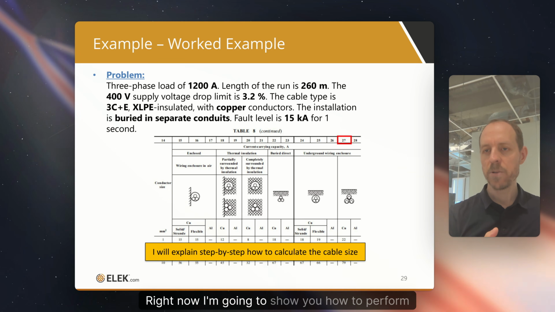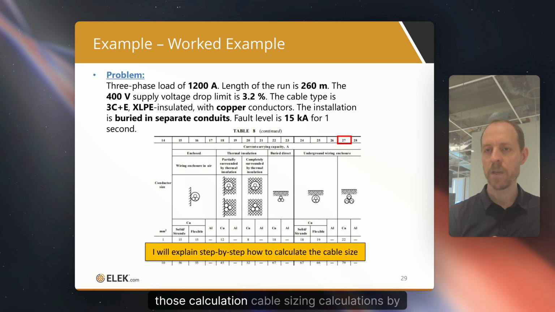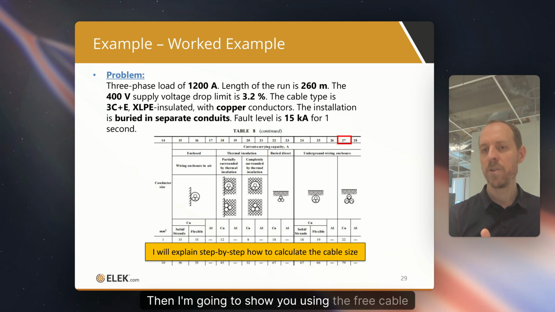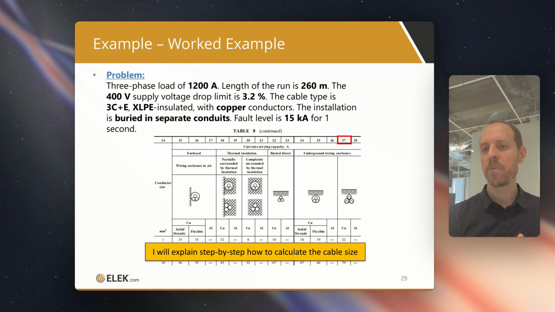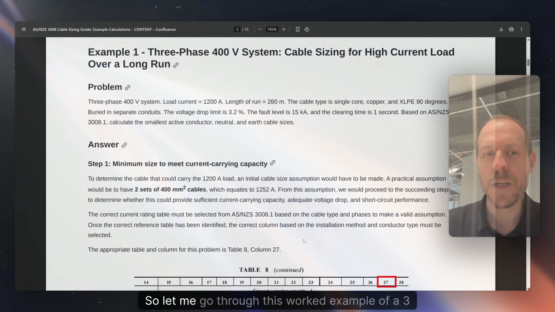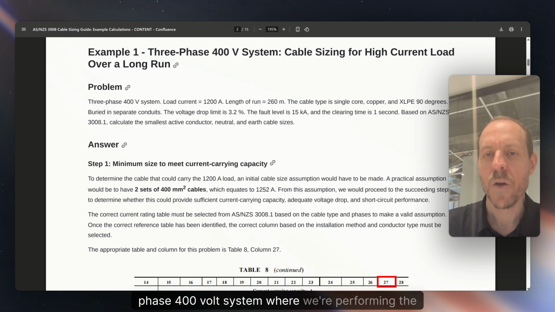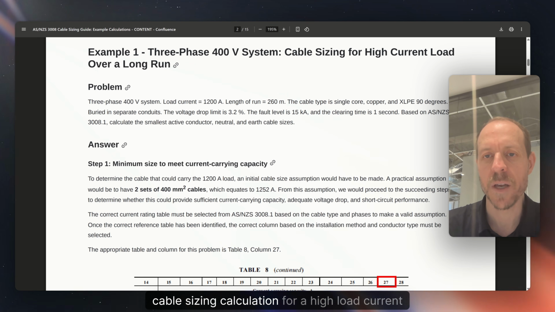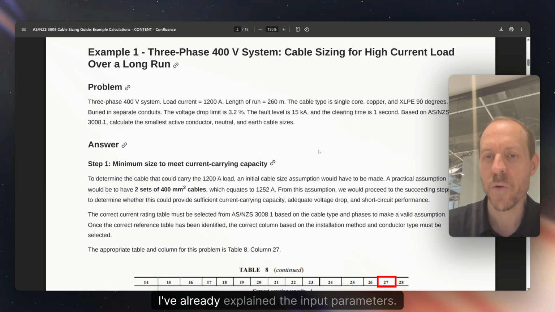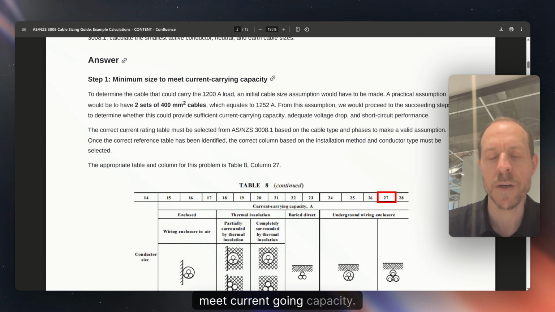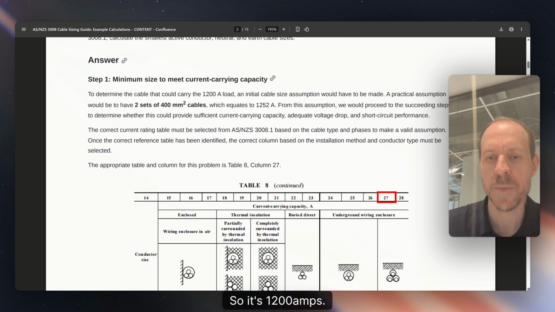Right now, I'm going to show you how to perform those cable sizing calculations by hand. Then I'm going to show you using the free cable sizing calculator. So let me go through this worked example of a three-phase 400 volt system where we're performing the cable sizing calculation for a high load current over a long run. I've already explained the input parameters. First step is to determine the minimum size to meet current carrying capacity, so it's 1200 amps.